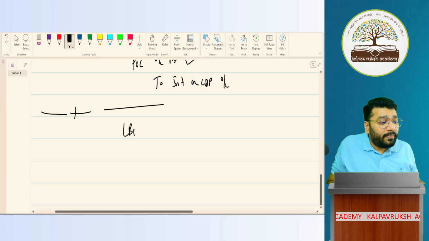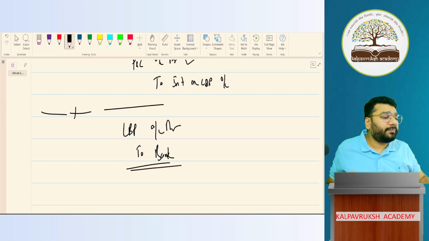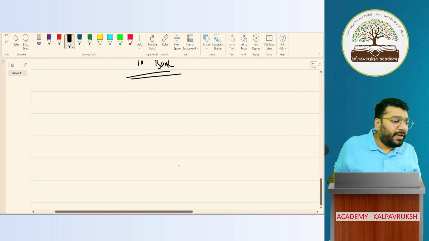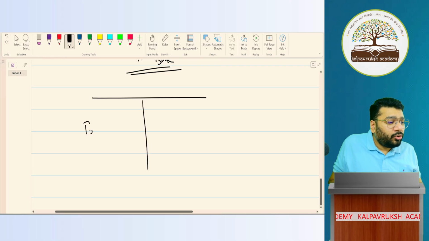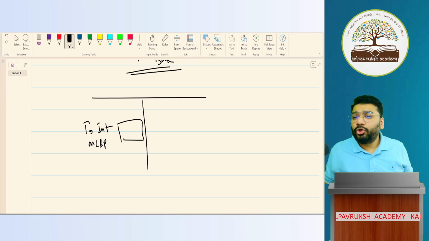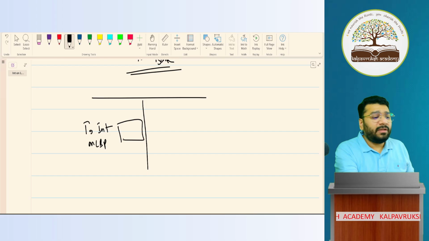Very good. Loan by partner account debit to bank. Super. In this, do you have any doubts? No doubt? Okay. If I open P&L, in the P&L, to interest on loan by partner will appear. Any problem? No problem.